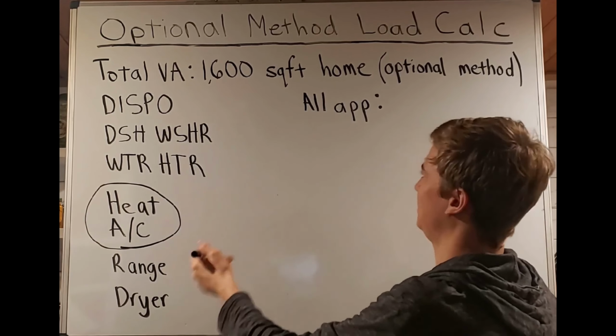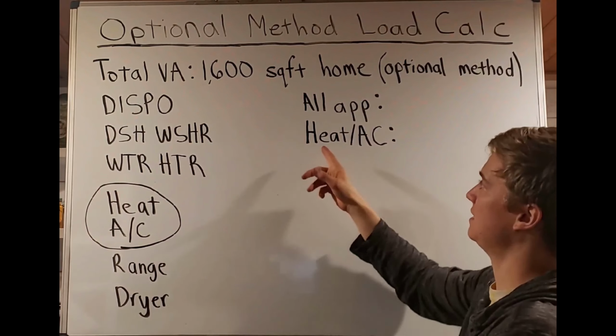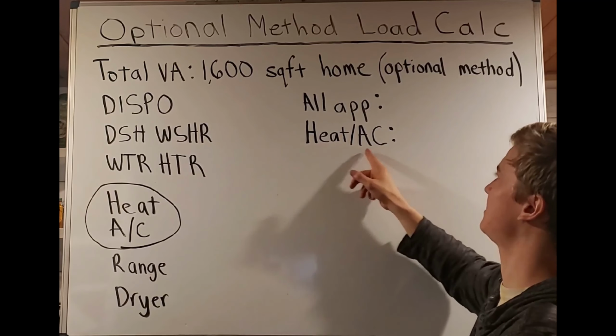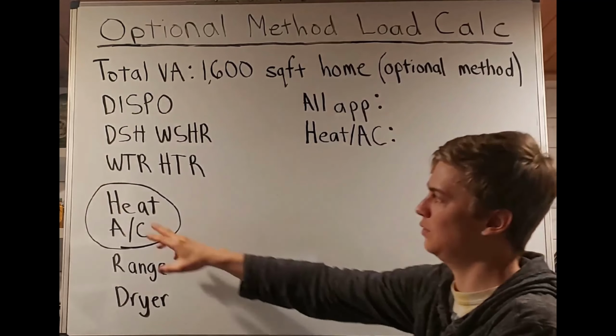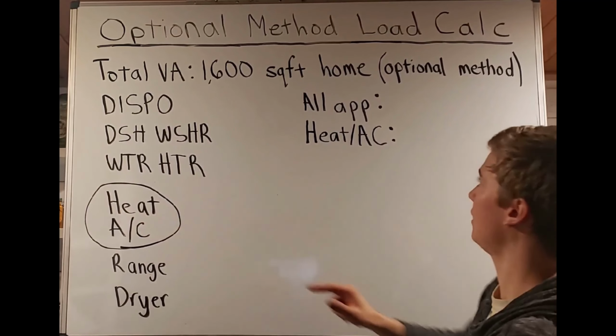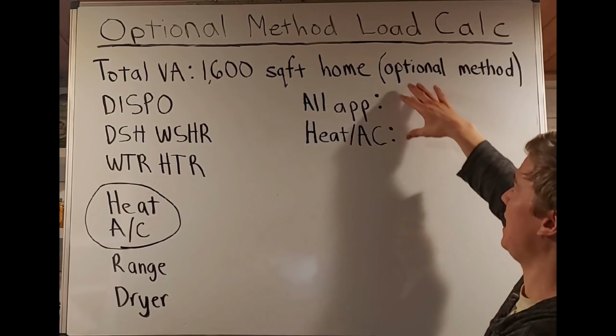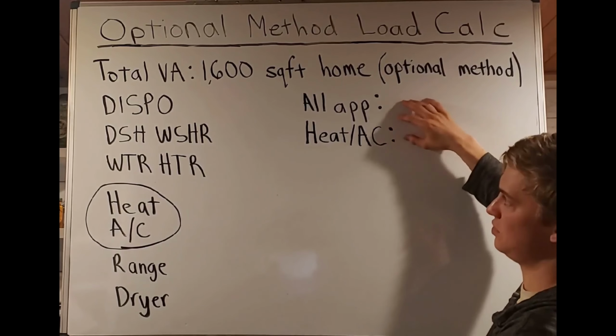Therefore, I could circle it on my paper, and I'd also give it its own little placeholder here, heat/AC, where again I can put a total number there, whichever one of these two is bigger. That way I know that I'm going to add these two together. These are the two numbers that I'm working.